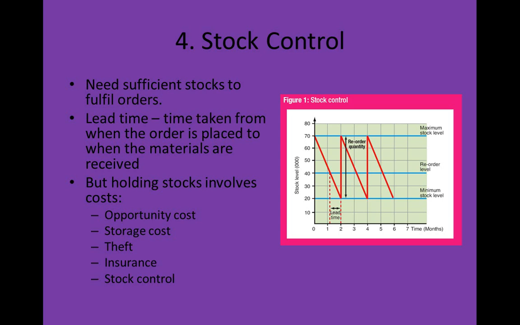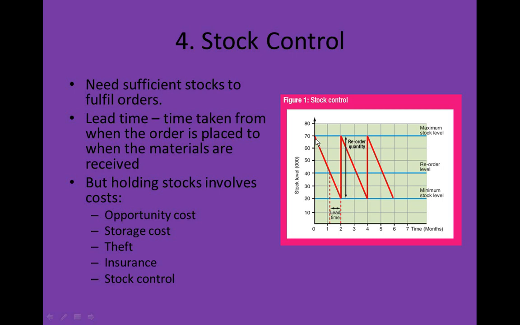So we need to have this balance between having enough stock to fulfil our orders and having a small amount of stock, so we don't have these costs to too great an extent. But we need to keep in mind our lead time, the time taken from when the order is placed to when the materials are received. So we can manage our stock levels by setting a minimum and maximum stock level, and then considering our lead time, adding a reorder level.